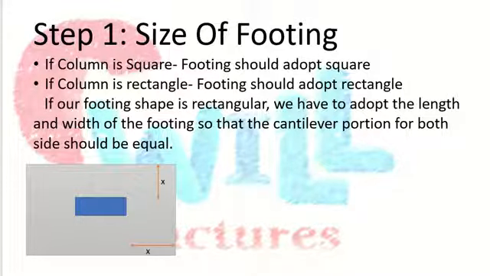For the designing of RC footing, our first step is to determine the size of footing. Column is given in a square shape. The footing should be adopted square, and if the column is rectangle, the footing should be adopted rectangle.